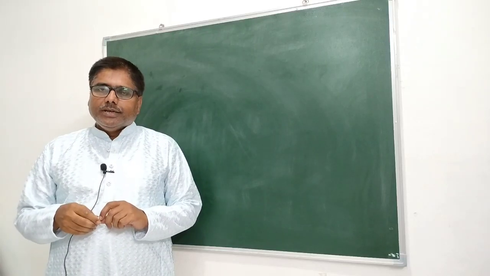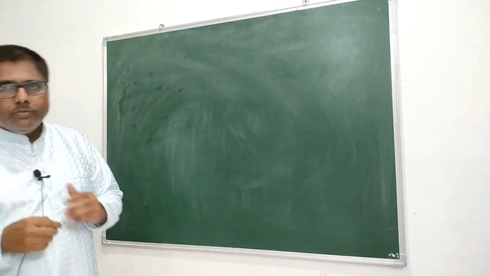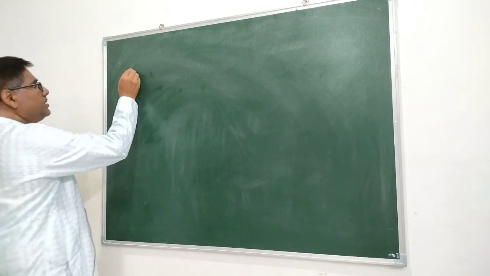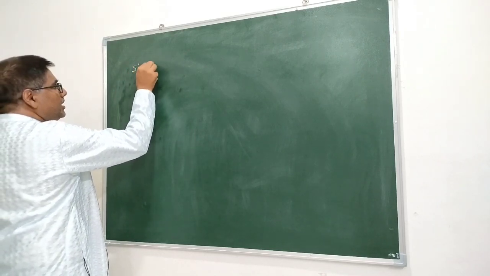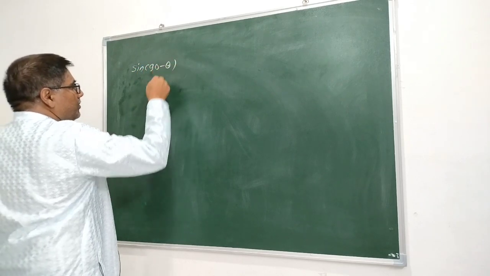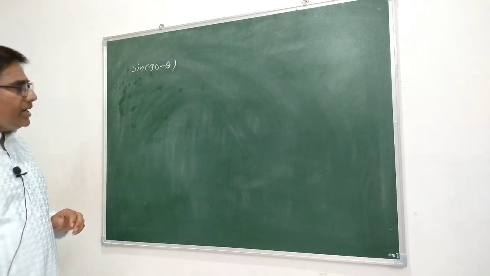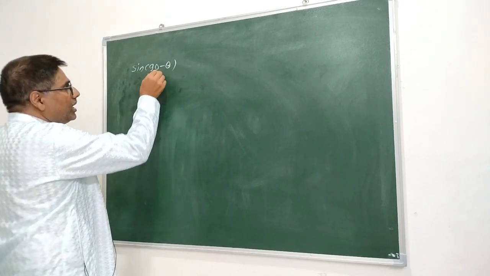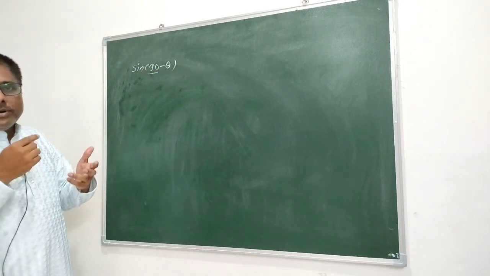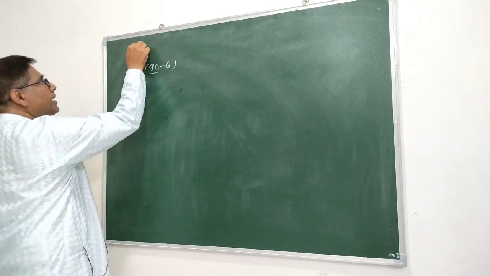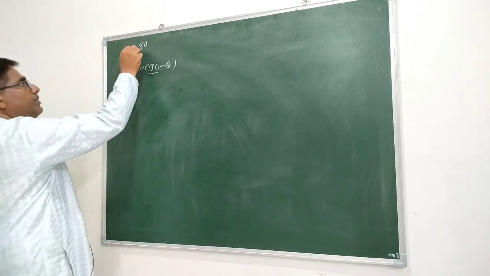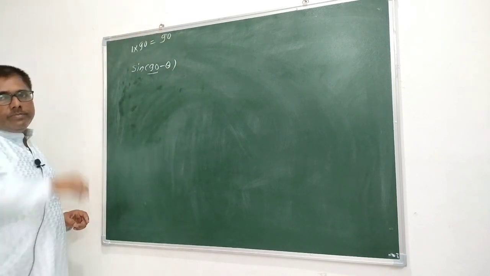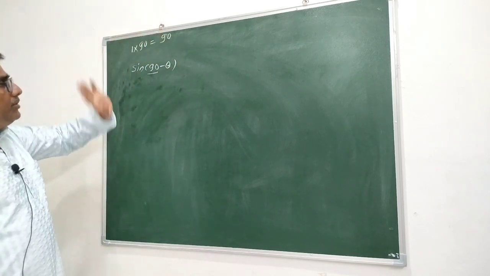Hello friends, in this video let us learn few more basics of trigonometry. Suppose we have sine 90 minus theta. For this what we are supposed to write? Remember, whenever here we have angle odd multiple of 90, we get 90 when we multiply 90 by 1. 90 is odd multiple of 90. 90 means pi by 2.